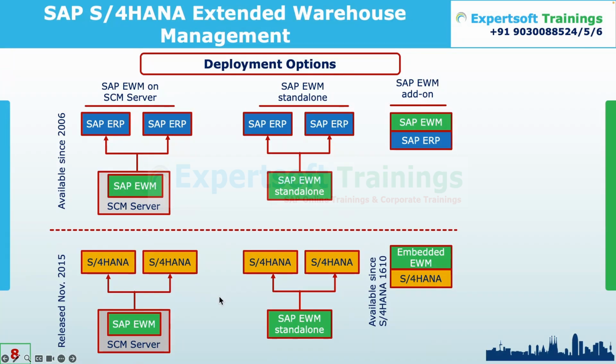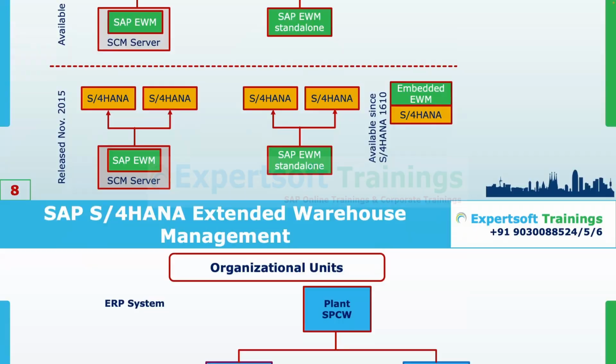This is an interview question. So if you are going for an interview, they might ask you this question. So remember that. If you are using S4 HANA higher than 1610, which is very obvious, you are going to use it as an embedded EWM. Any questions on deployment options? I'll take it as no.